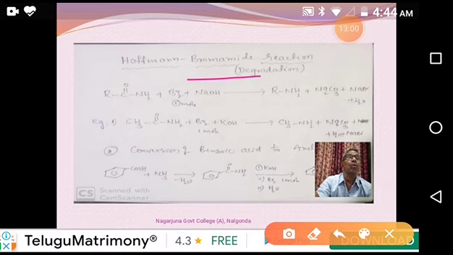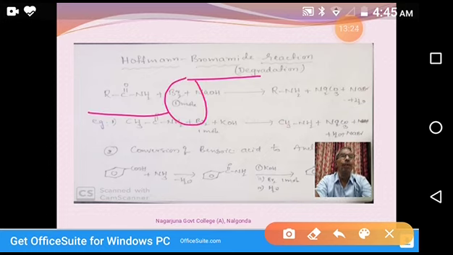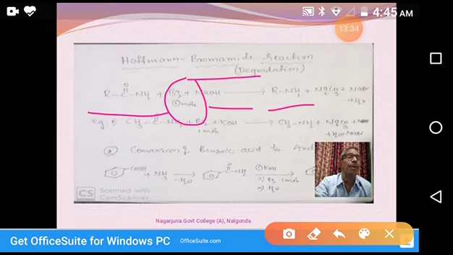This is also known as a degradation reaction, Hofmann bromamide degradation. Degradation means in this method we will get an amine with one carbon less when compared to the starting amide. So what is the Hofmann reaction? You take an amide. When it reacts with 1 mole of bromine in presence of a base like NaOH or KOH, you get an amine, R-NH2, along with sodium carbonate, sodium bromide and H2O. These are the byproducts.